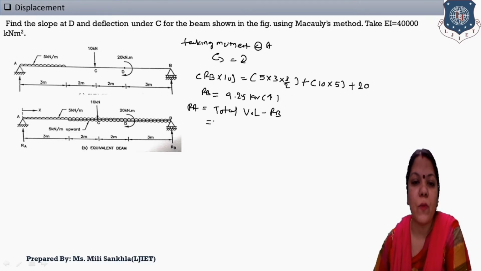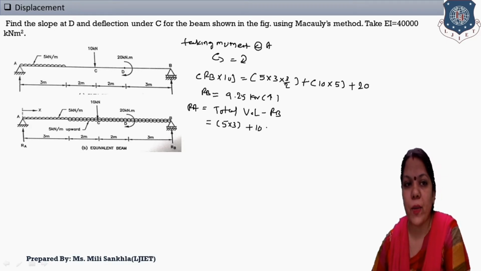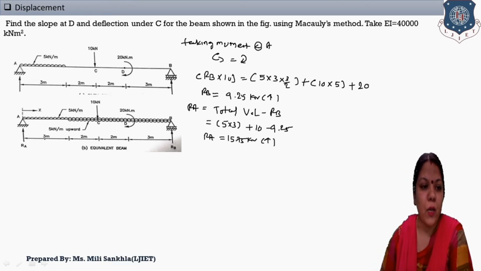Now what is the total vertical load? First is the given UDL. What is the load of the UDL? 5 into distance 3, plus next the given 10. The moment is not a load, so we can't take the moment as a load. RB is minus 9.25, and we get RA equal to 15.75 kilonewton in upward direction. Here we found the two support reactions, so mention here our RA is equal to 15.75.